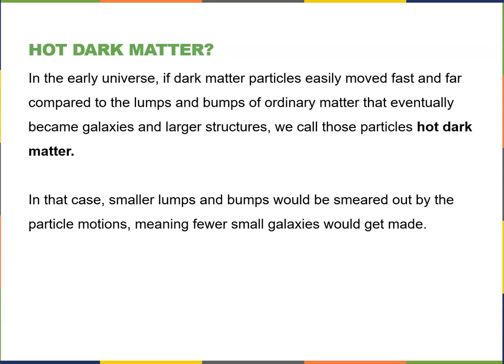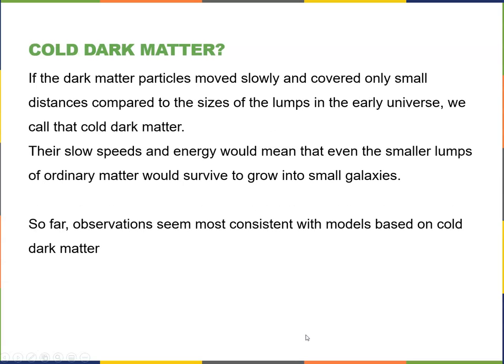In the early universe, if the dark matter particles moved fast and farther compared to the lumps and bumps of the ordinary matter that eventually became galaxies and larger structures in our universe, those particles are hot dark matter. If this happened, smaller lumps and bumps would be smeared out by the particles' motions, meaning fewer small galaxies would get made. The theory of cold dark matter is if the dark matter particles moved slowly and covered only small distances compared to the sizes of the lumps in the early universe, it's cold dark matter. Their speeds are slow and their energy is low, so even the smaller lumps of ordinary matter would survive to grow into small galaxies, so we would see more small galaxies than if there's hot dark matter. And so far, observations seem to side with cold dark matter.